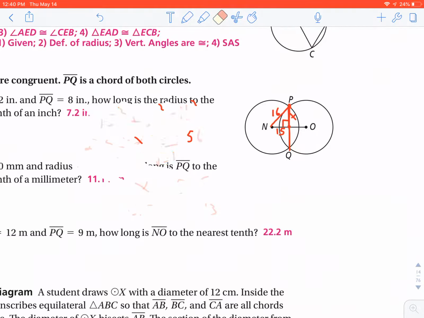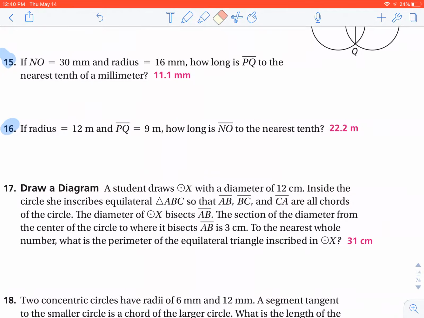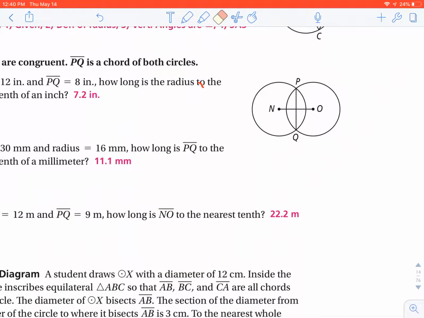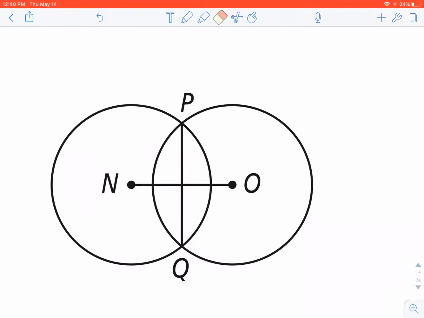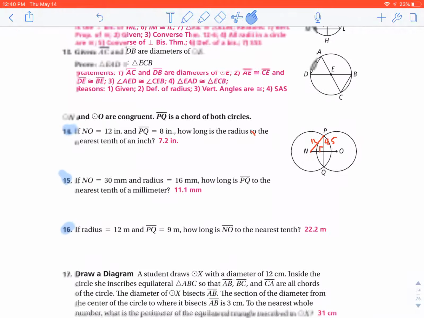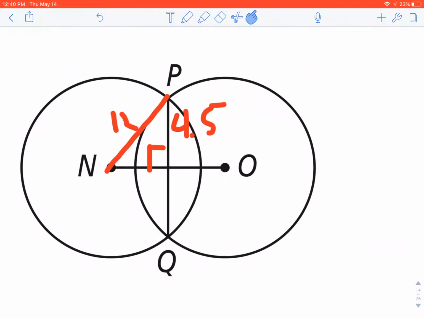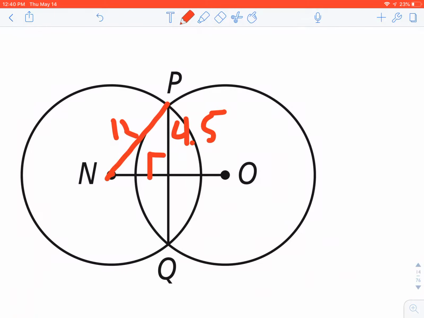And then lastly, for number 16, similar setup. The radius again is 12. PQ's length is 9. Okay. So now my radius, still right angle. My radius is 12. PQ's length was 9, which tells me that that piece is 4.5. I cut 9 in half to get 4.5. They're asking, I believe, for the length of NO to the nearest tenth. So again, you're going to find from here to here, that's going to be your x. You're just going to have to double it to get that full value.